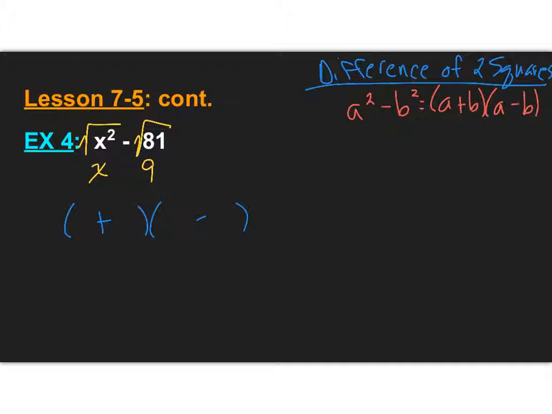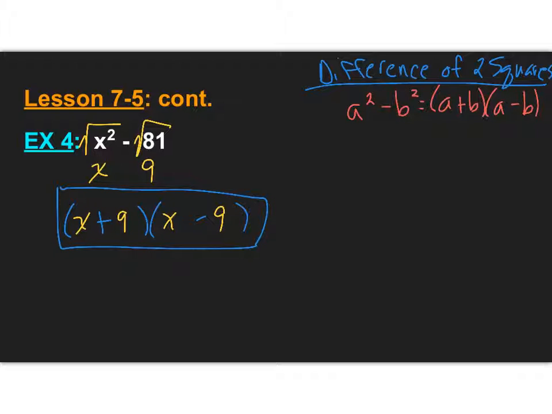And then these values, the x is going to go in the first slot, and the 9 is going to go in the second slot, because this is our a and this is our b. So I'm going to place x here and 9 here, x here and 9 here. And if you went and remultiplied, using the double distribution method or the box method, you would see that this is my answer.